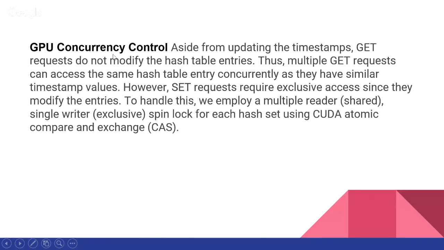The GPU concurrency control is also very important in this paper. Aside from updating the timestamps, GET requests do not modify the hash table entries. However, the set requests require exclusive access because they modify the entries. To solve this problem, we employ a multiple reader, single writer spin lock for each hash set using CUDA atomic compare and exchange.